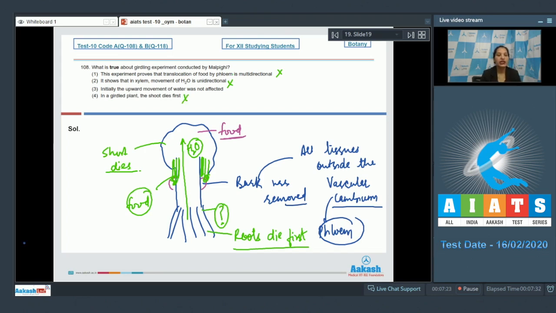Third option, initially the upward movement of water was not affected. True, because as long as roots are present over here, these roots can translocate the water, and then upward movement of water was not affected initially, but once the roots die, the movement of water is affected. So the correct option for the given question is option number 3. Let's move to the next question.